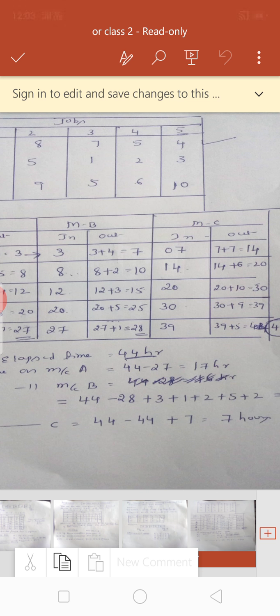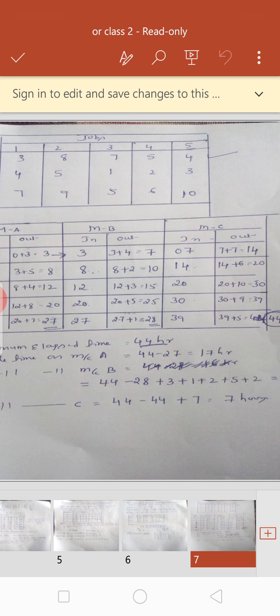How much time is it going to perform on machine C? 5 hours. Just look at the original table. 5 hours will be there. 39 plus 5 is equal to 44 hours. This 44 hours is called the total run time on the machine.